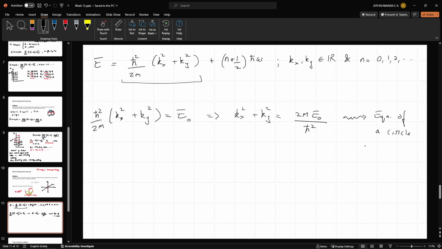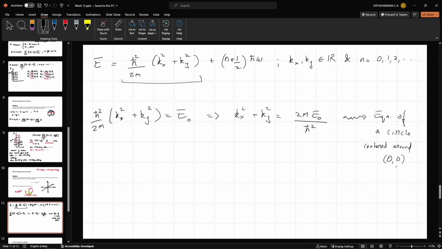In fact, a circle centered around 0, 0. Yes, a circle centered around 0, 0.